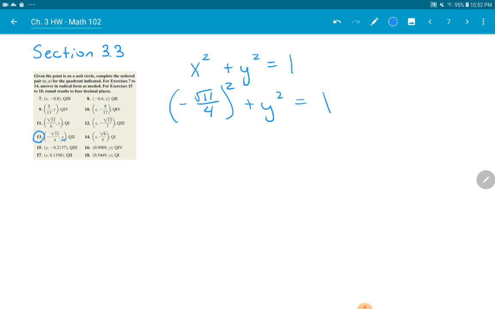Oops, sorry, forgot my squared. So that squared means that every piece of that fraction is squared. The negative is actually with the square too, so it's going to be positive. Negative times negative is positive. And the square root of 11 squared is 11. 4 squared is 16.